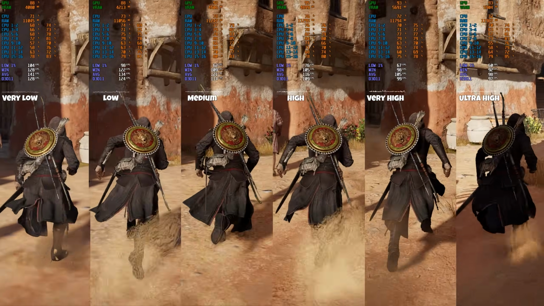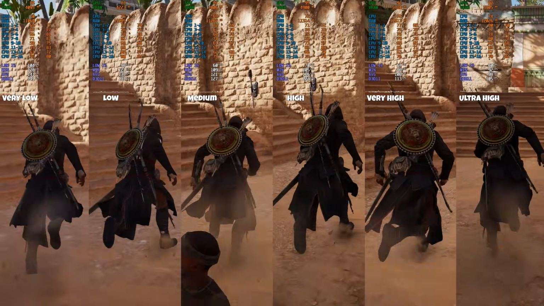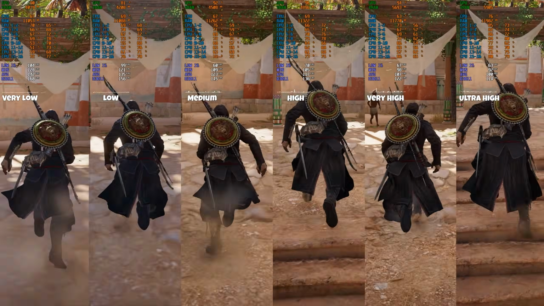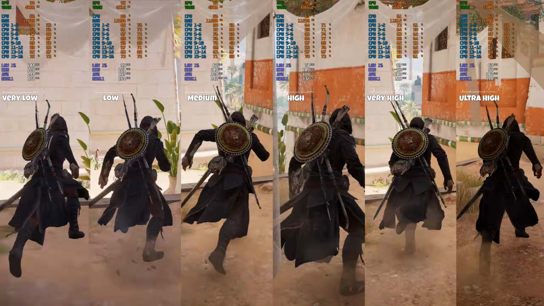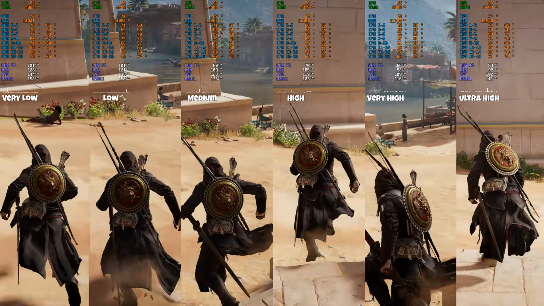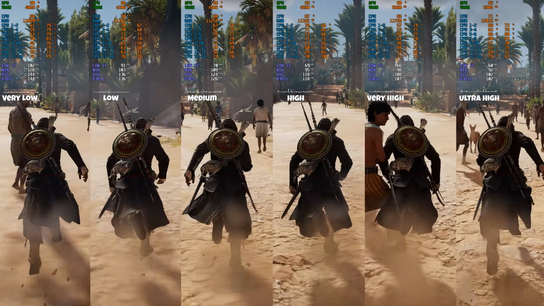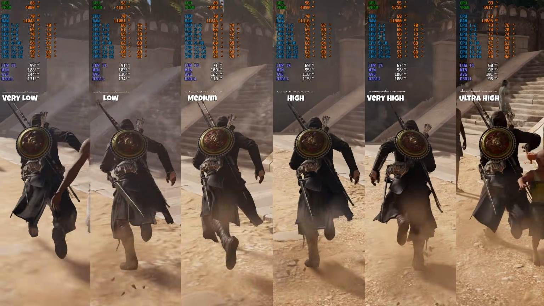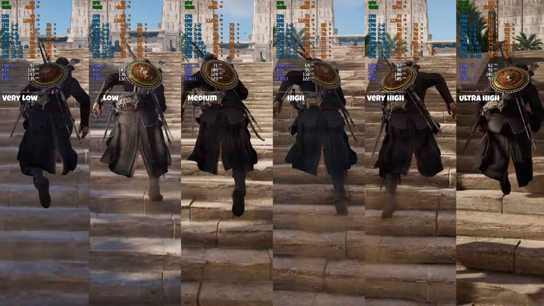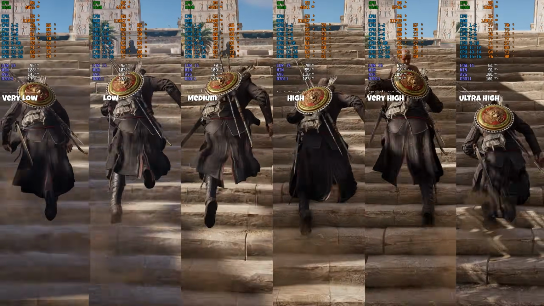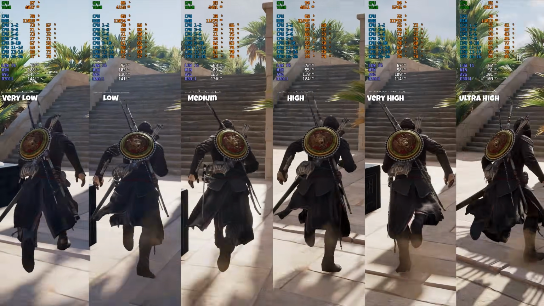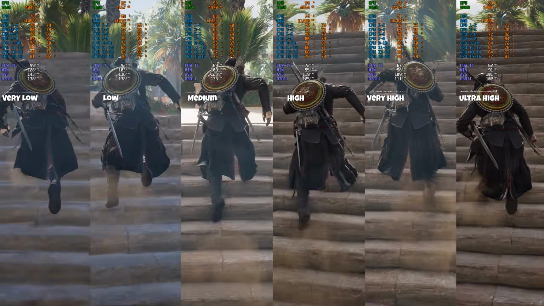Even when it comes to FPS, it looks very weird. You can see that very low and low have very similar FPS, medium and high have very similar, and very high and ultra high have very similar FPS. It's almost like they have the exact same settings, just a couple of them are lowered. But in general, I would say that from ultra high to very low, there's about a 30 to 40 FPS difference. So that's kind of tiny if you think about it in a game like this.